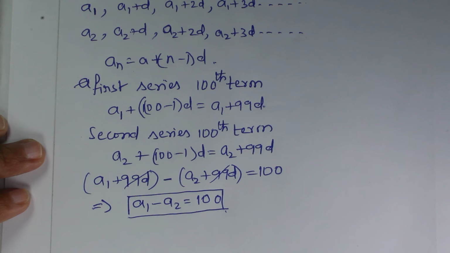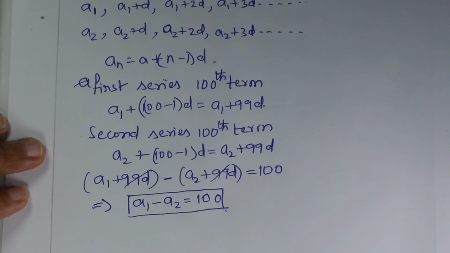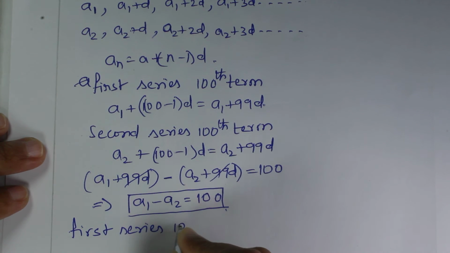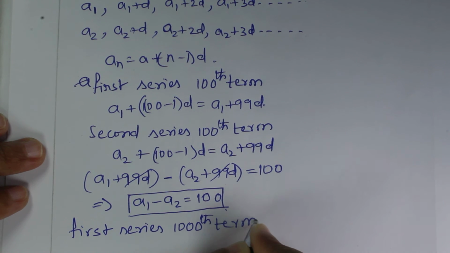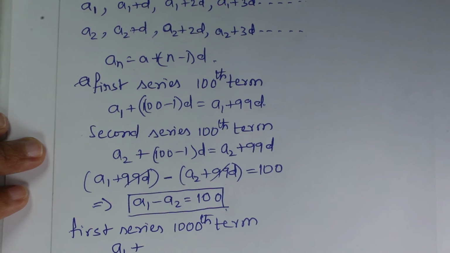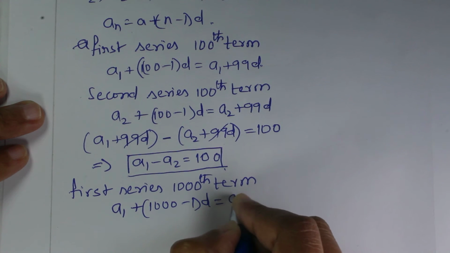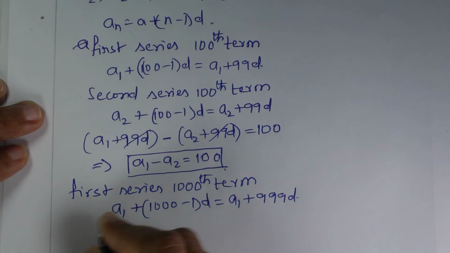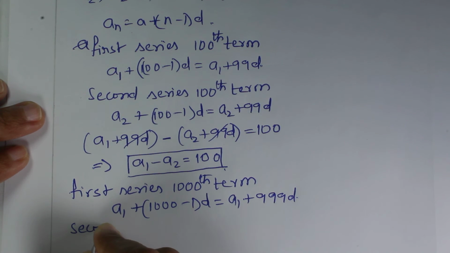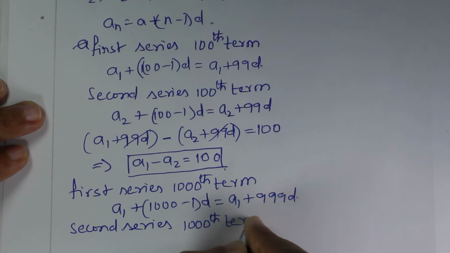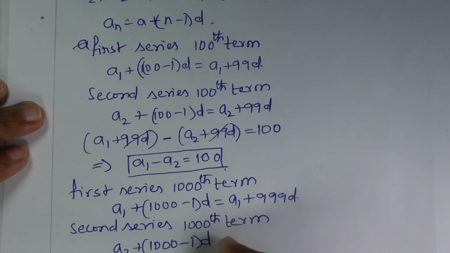Now we have to find out the difference between their 1000th terms. So the first series 1000th term becomes A1 plus 1000 minus 1 into d, that is equal to A1 plus 999d. The second series 1000th term becomes A2 plus 1000 minus 1 into d, that is equal to A2 plus 999d.